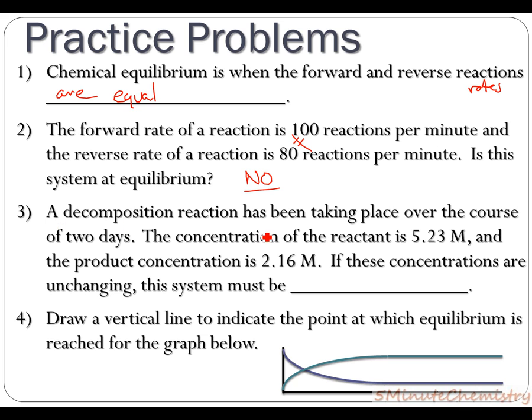A decomposition reaction has been taking place over the course of 2 days. The concentration of the reactant is 5.23 molar, and the product concentration is 2.16 molar. If these concentrations are unchanging, the system must be at equilibrium. It doesn't even matter what the concentrations are, and it doesn't matter how long this has taken place. All that matters is the concentrations are not changing, so the system must be at equilibrium.